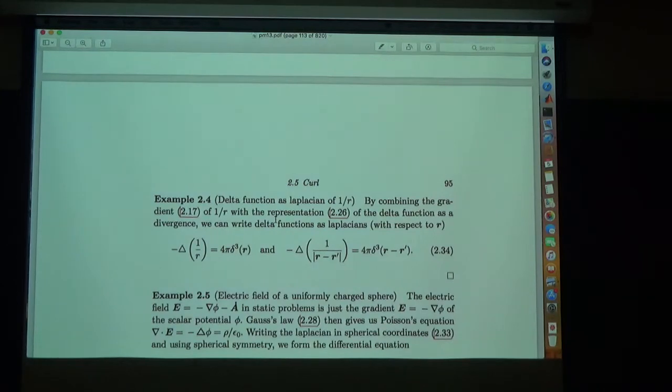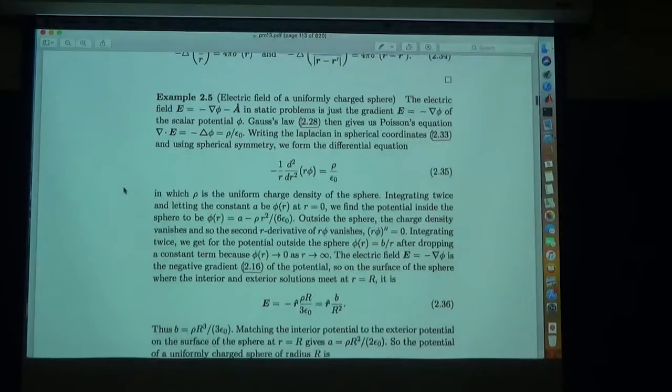Let's see, what should I say? We're differentiating with respect to r, not r prime. I was going to say something else, but I've forgotten. Any questions?